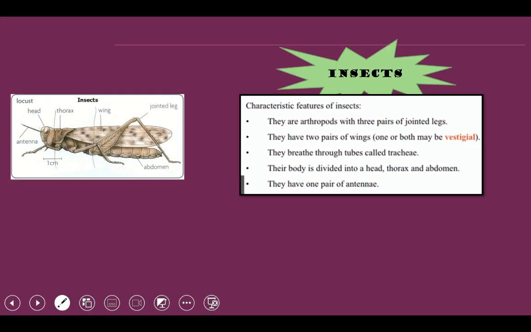Let's see the characteristic features of insects. As you can see, insects' body is very clearly divided into head, thorax and abdomen. So this is a very major point which we are going to discuss right now. The arthropods with 3 pairs of jointed legs, they have 2 pairs of wings, one or both may be vestigial. They breathe through tubes, which is a trachea, and their body is divided into head, thorax and abdomen. They have 1 pair of antennae.